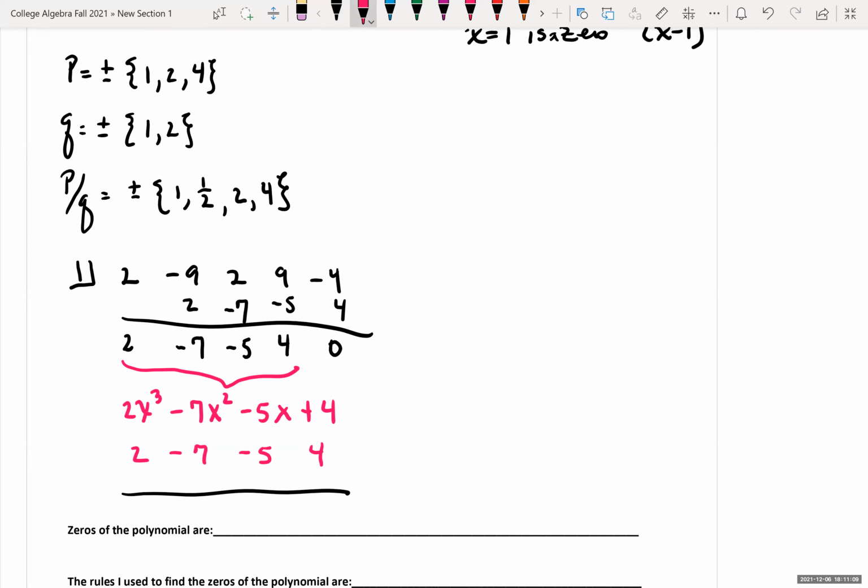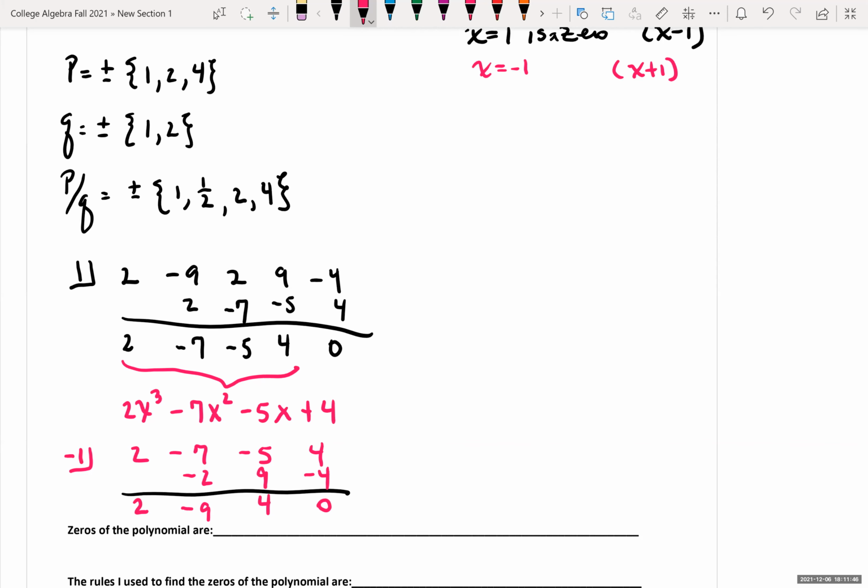And let's test maybe, I don't know. I do know. Let's test -1. So let's bring down 2. So I have a 2, -1 times 2 is -2, -7 minus 2 is -9, -1 times -9 is +9, -5 plus 9 is 4, -1 times 4 is -4, and this gives us 0. So I know that x equals -1 is a 0, which makes x plus 1 that factor.